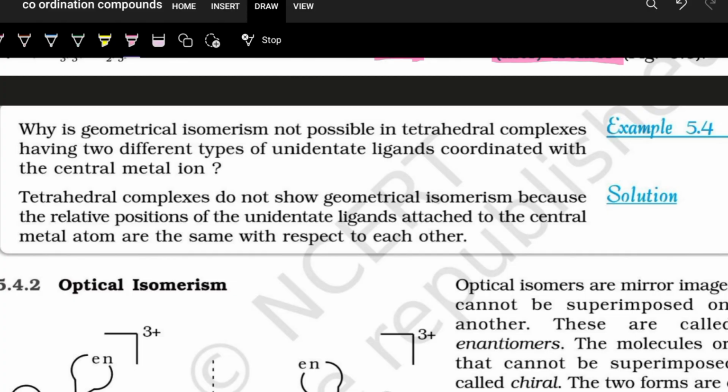Why is geometrical isomerism not possible in a tetrahedral complex having two different types of unidentate ligand coordinated with the central metal atom? Having two different types of unidentate ligand, what does that mean? It can be A, B, C, D, which means four different ligands, that is a different thing. But if I say two different types, that means A2B2, this type, this is not possible.